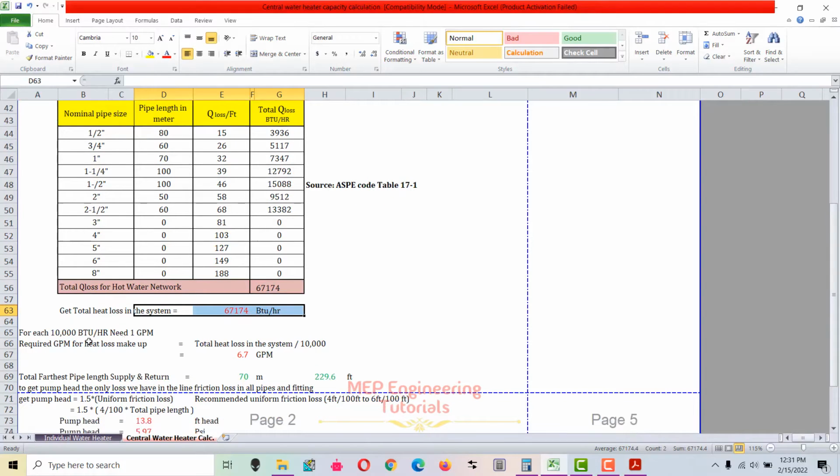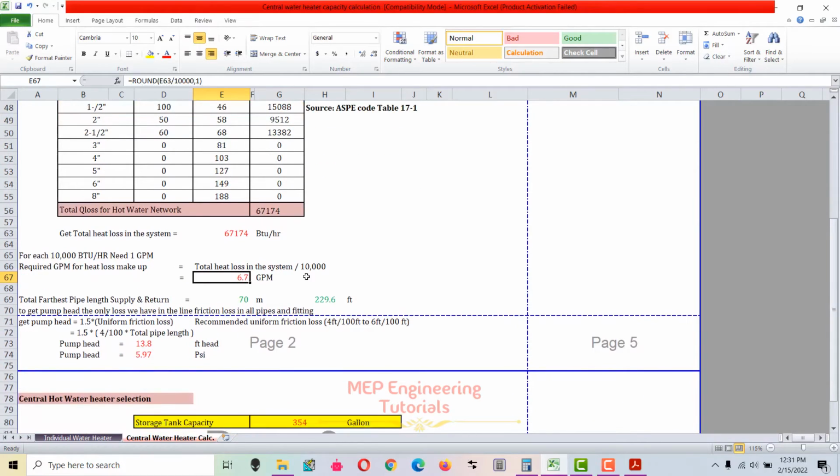For each 10,000 BTUs per hour we need 1 GPM. So we need to add 1 GPM for each 10,000 BTUs per hour. So we calculate here 67,174 BTUs per hour. The required GPM for the heat loss makeup pump will be the total heat loss in the system, that is this value 67,174, divided by 10,000. So the required GPM for the heat loss makeup pump will be 6.7 GPM. So this is the capacity.